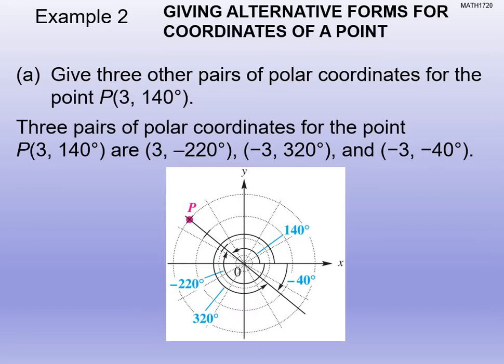So here are some examples. When we do this, we have 3 pairs of polar coordinates for this point. We have 3, 140. Then we have 3, negative 220. We have negative 3, 320. And negative 3, negative 40. All terminating in the same polar coordinate. So you are able to change the magnitudes and change the angles.